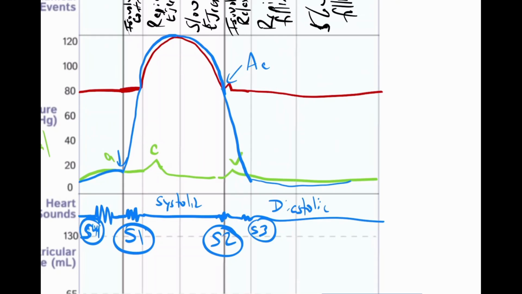If you hear a sound which is happening in between S1 and S2, that's a systolic murmur. If it's a sound that is happening after systole, those are diastolic murmurs. Figure out which ones those are later on.